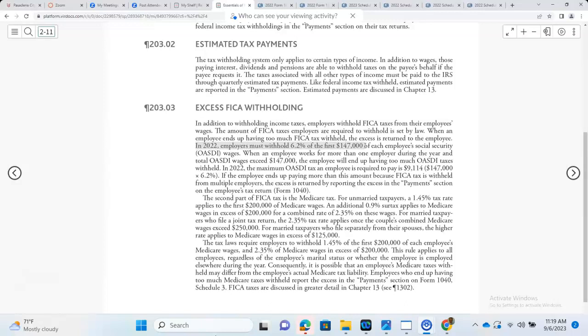You pay 12.4%, of which half will be paid by the employer, half paid by you. If you are self-employed, you pay the whole 12.4%. Doesn't matter whether you are married or not. Social Security is 12.4% up to $147,000 income. If you are employed, you pay half of it, 6.2%, and your employer pays 6.2%, which is 12.4% at the end of the day.